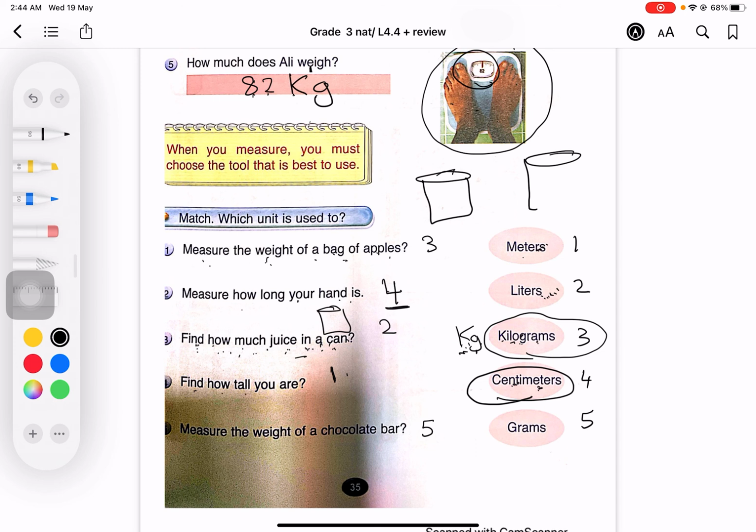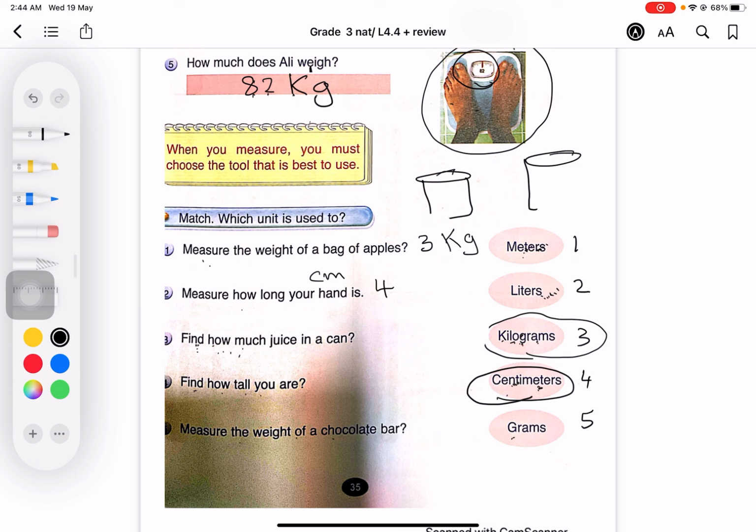Because your hand is too short, you are going to use centimeters. But find how much juice in a can. A can is very big like that, so what are you going to use? Liters. Find how tall you are. You are going to use meters. Measure the weight of a chocolate bar. You are going to use grams.